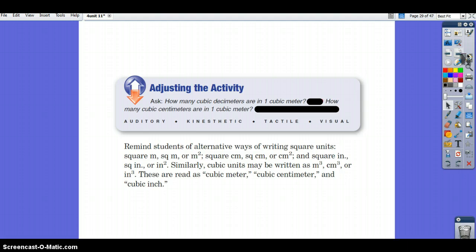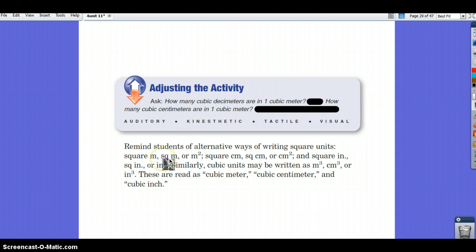Remember, these are alternative ways of writing square units. Square meters can be written out as a word, square meters. It can be abbreviated as SQM, or meters squared, the M with the 2. It can be written out square centimeters, or centimeters squared, and so forth.